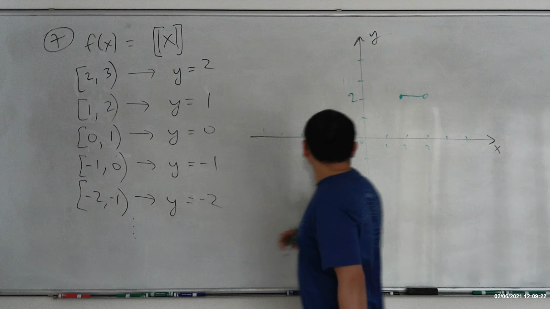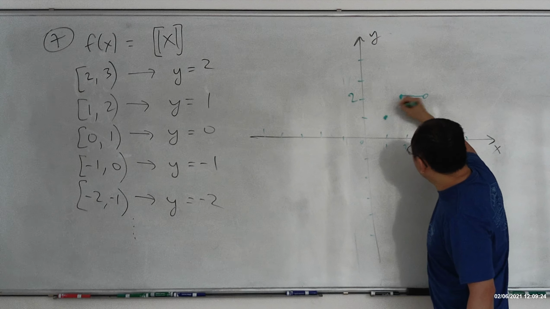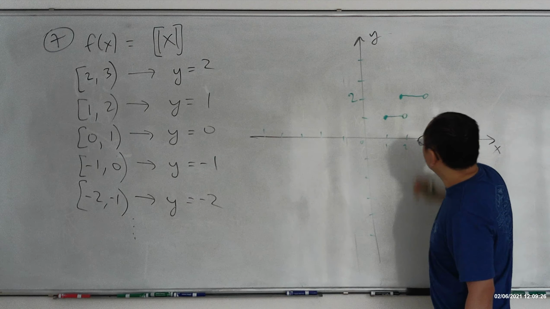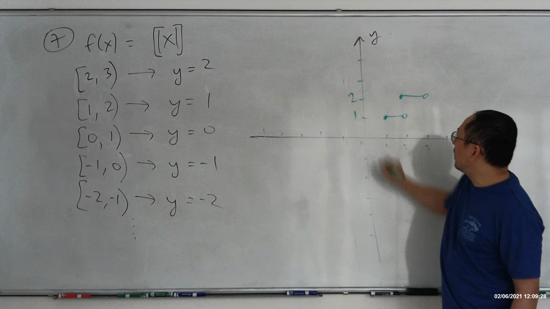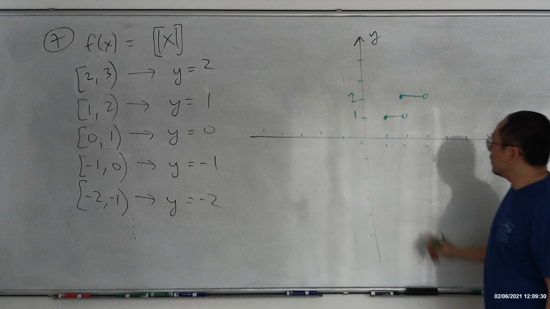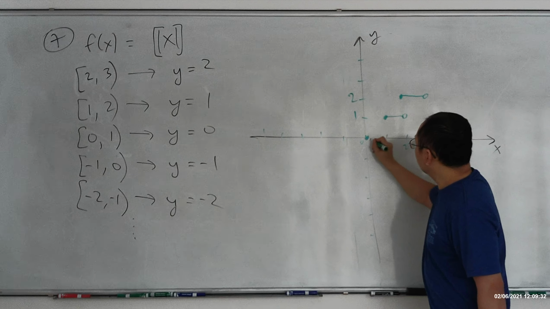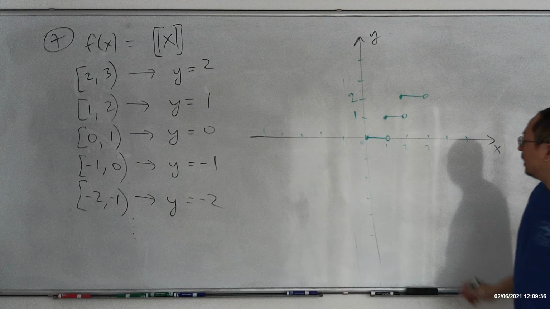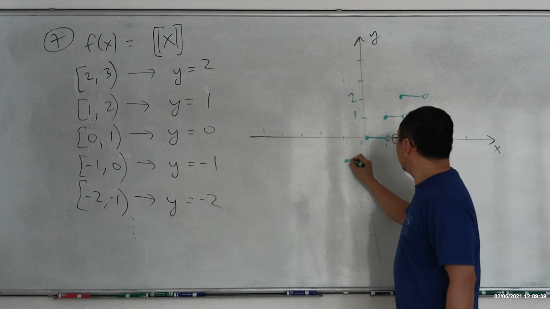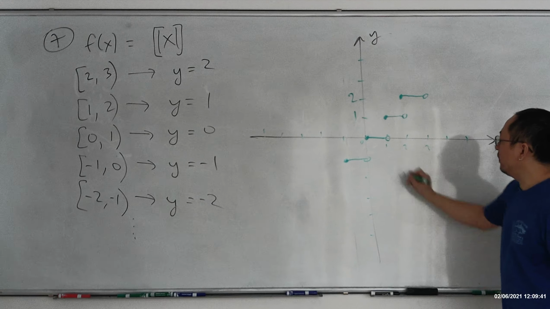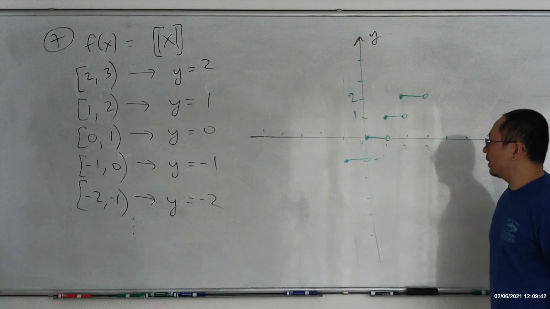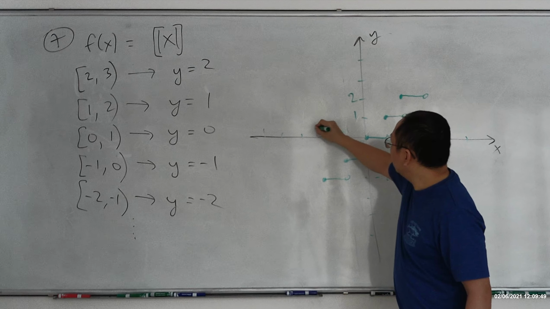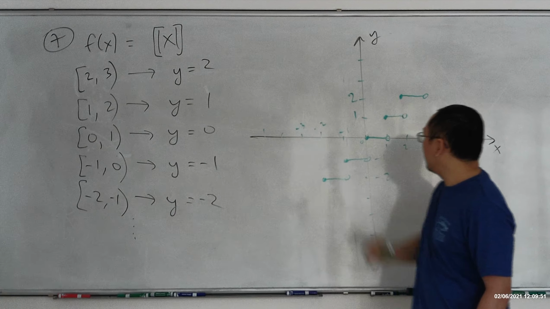From 1 to 2, 1 including, 2 not including, I always have the output y equal to 1. But next, from 0 to 1, I always have y equal to 0. X from negative 1 to 0, I always have y equal to negative 1. X from negative 2 to negative 1, I always have y equal to negative 2. This is negative 1, negative 2, negative 3, and so forth and so on.